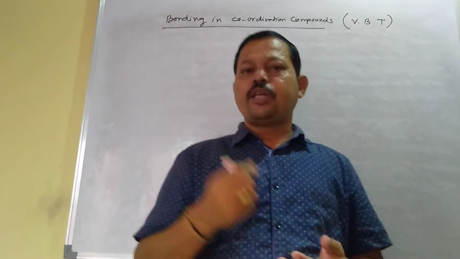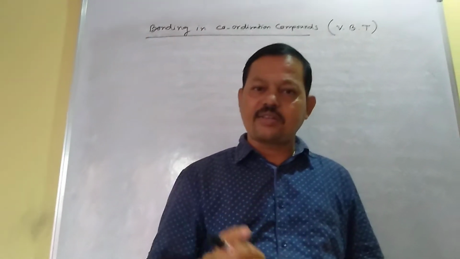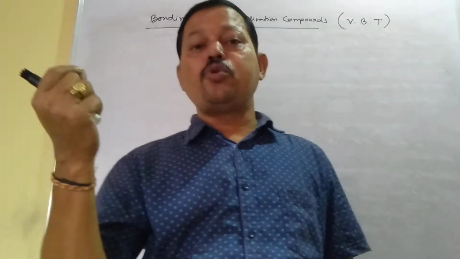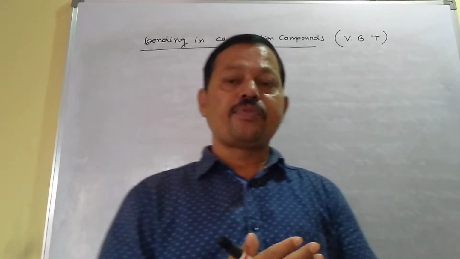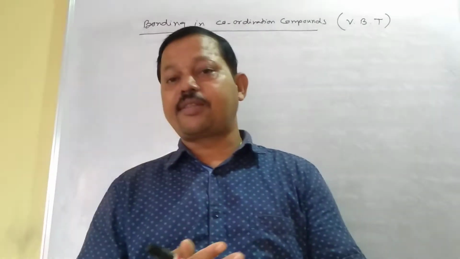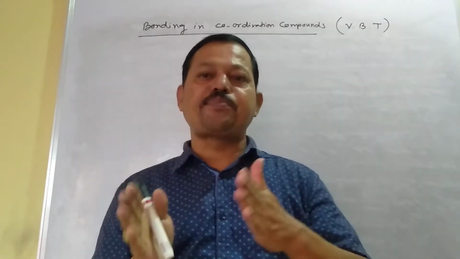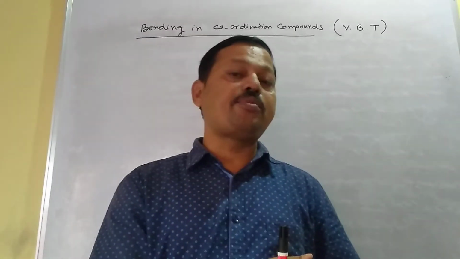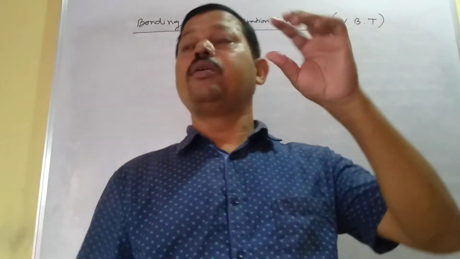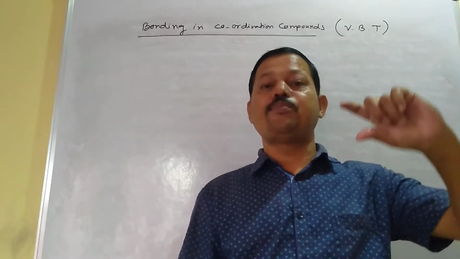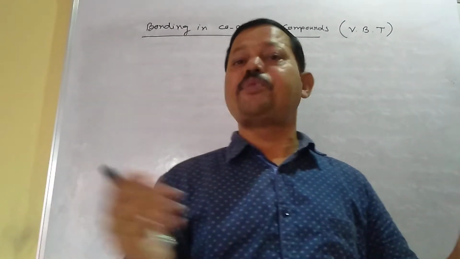For example, if some metal shows sp3 hybridization, then the structure of the complex will be tetrahedral. If some metal undergoes dsp2 hybridization, then the shape of the complex will be square planar. And if the coordination number is 6, then the metal undergoes either d2sp3 hybridization or sp3d2 hybridization, and the shape of the complex will be octahedral. So I will show you one example each: one for sp3 hybridization, one for dsp2, one for d2sp3, and one for sp3d2.